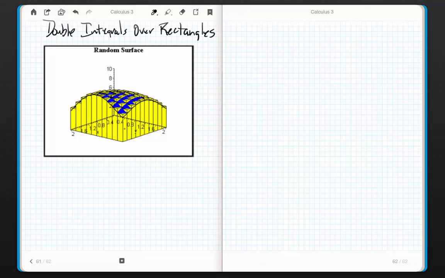Today we're going to talk about double integrals over rectangles. Now I'm going to explain what that means, all right? But first let's get an idea of what we're talking about here.